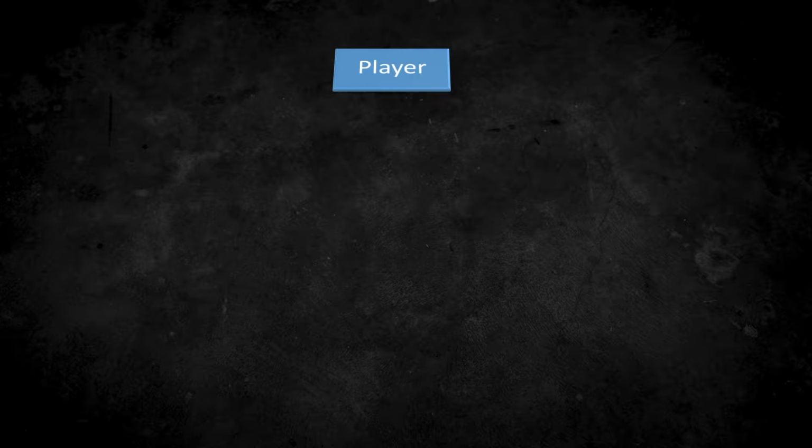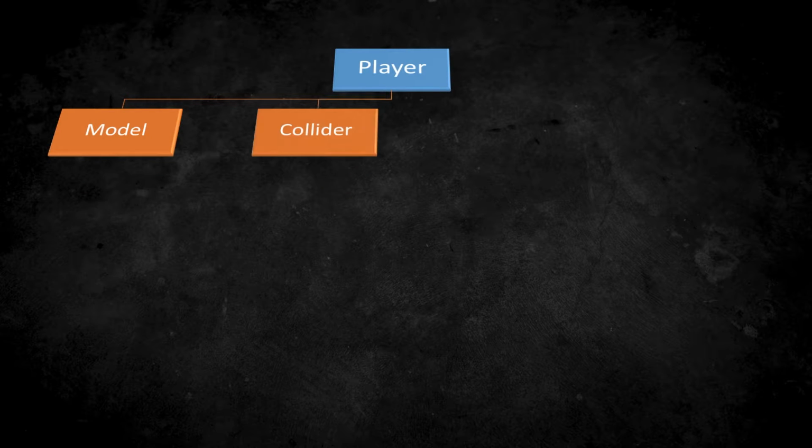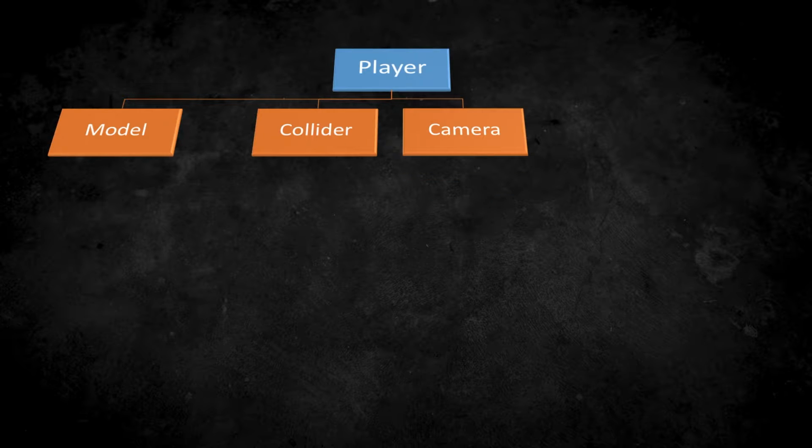What do we need to make a player in a game? We need a model, then we need something to collide with the world, and we also need a camera, so we can see what's going on. Look at this, we can tell that there is a well-defined structure, formed by different nodes. And while we can define each individual part as a node, the whole structure is a scene.